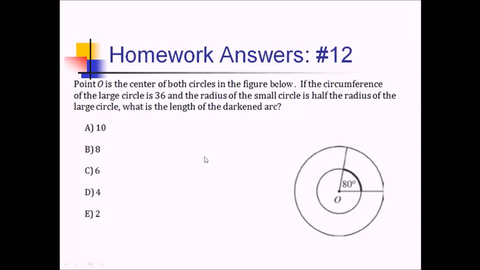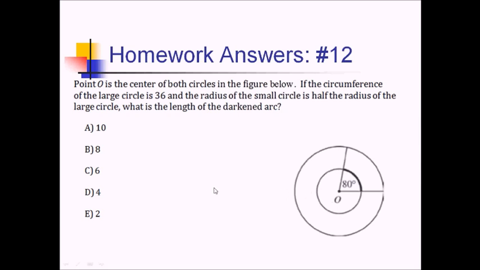For number 12, we have point O, which is the center of two circles, and we're also told the circumference of the larger circle is 36, and the radius of the smaller circle is half the radius of the larger circle. Based off of this, we want the length of this darkened arc in here. All right, so how do we get started on this? Well, ultimately, we can find the length of this arc if we can set up one of those part versus whole proportions using the circumference of the inner circle. So we need to find that inner circumference first.